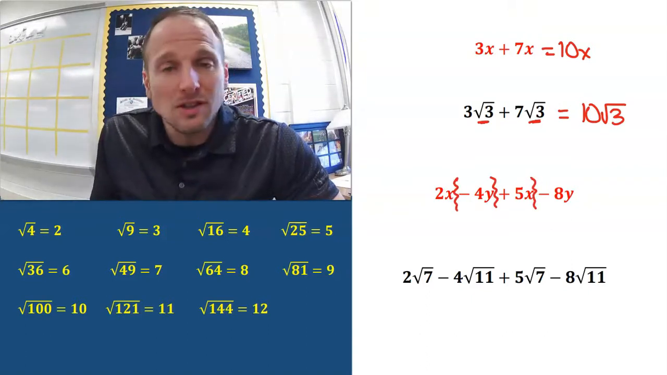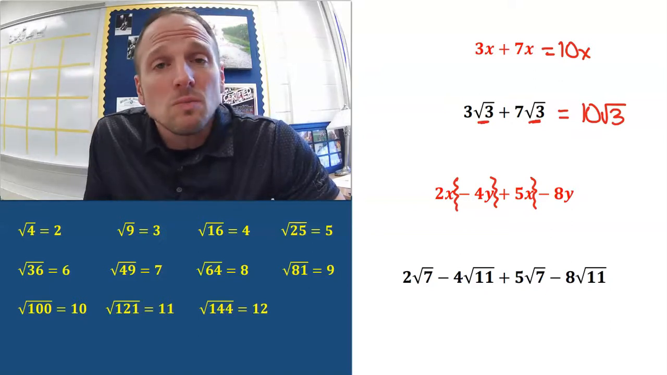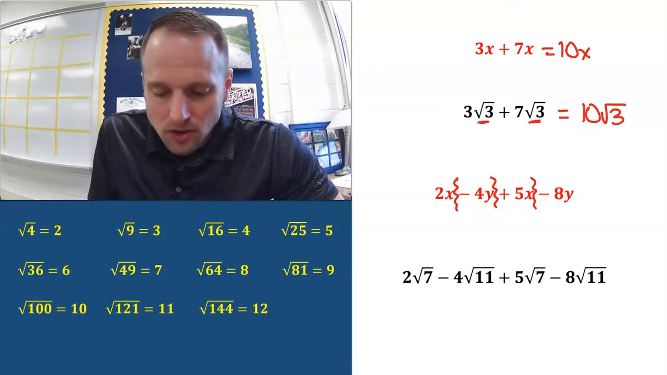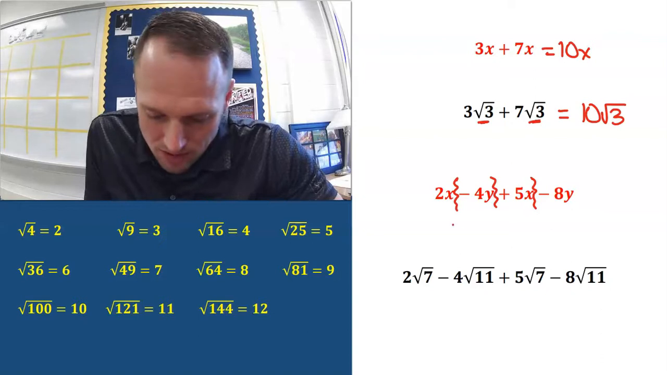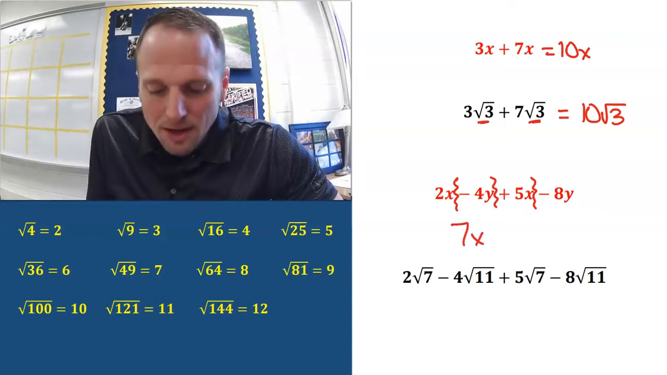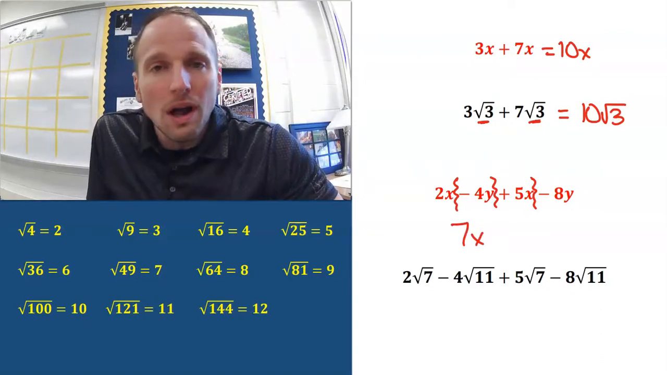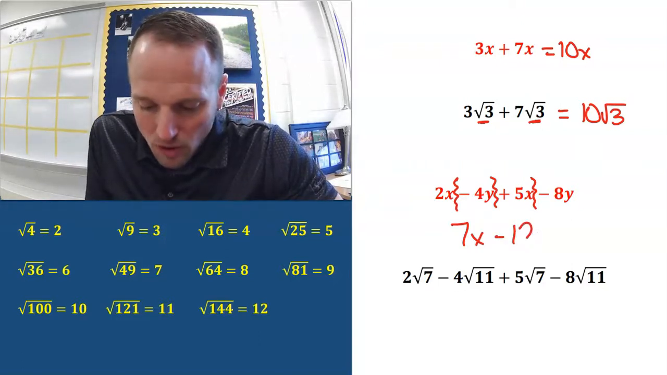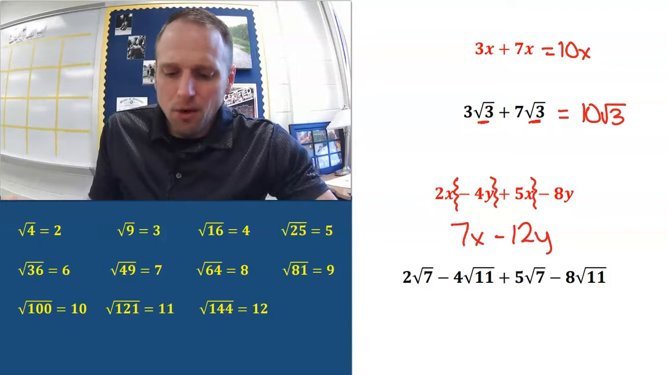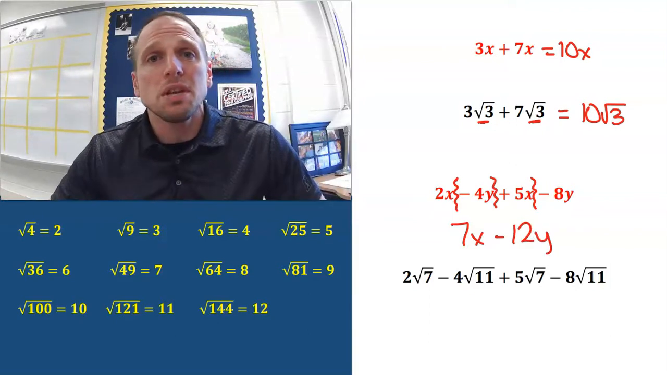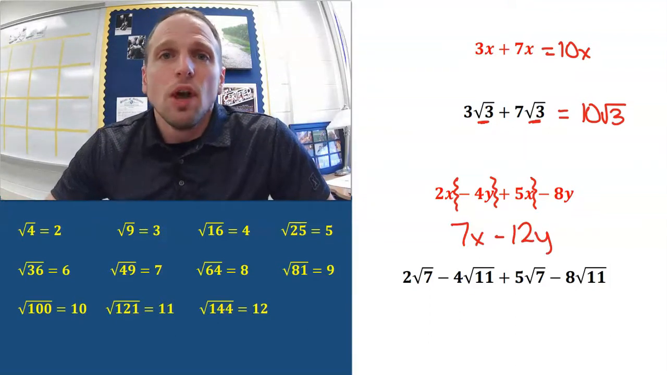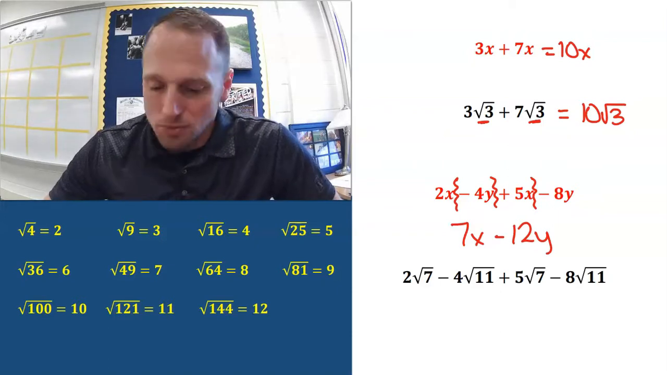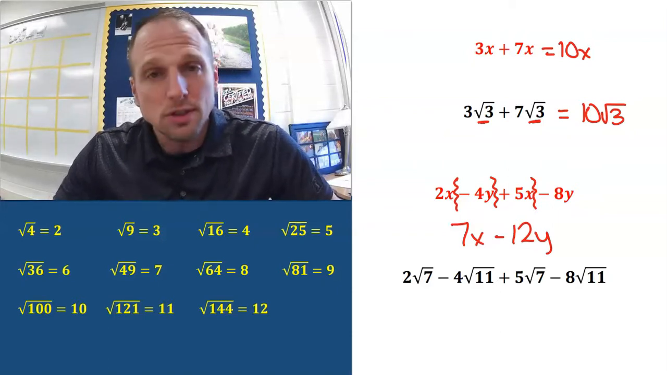What happens if there's x's and y's? Well, combine your like terms. Just combine your x's. So we've got a 2x and a 5x. That's just going to be 7x. Then we've got a -4y and a -8y. -4 minus 8, that's going to be a -12y. And remember, we can't take this any further because the x's and y's aren't the same. So we have to be able to combine like terms, and those aren't like terms, so we're just done here.